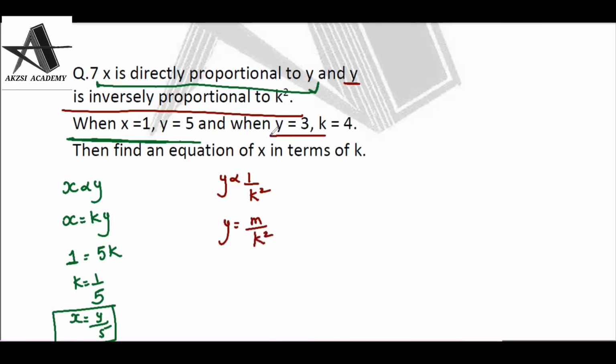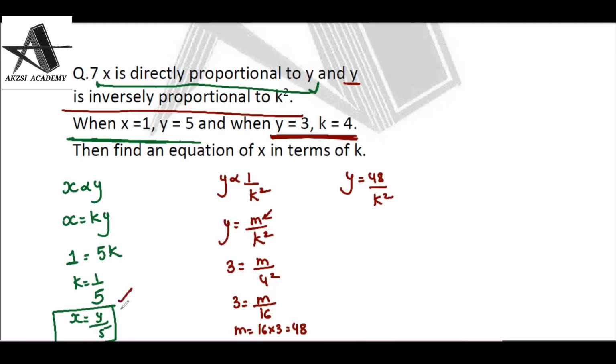Put the value of y and k here. So put the value of y as 3 here and k as 4 here. So this will be 3 equals m over 16. And from here m is equal to 16 times 3, which is 48. Put this value here. We'll get the final equation y is equal to 48 over k squared. Now this is our final equation from the first and final equation from the second.